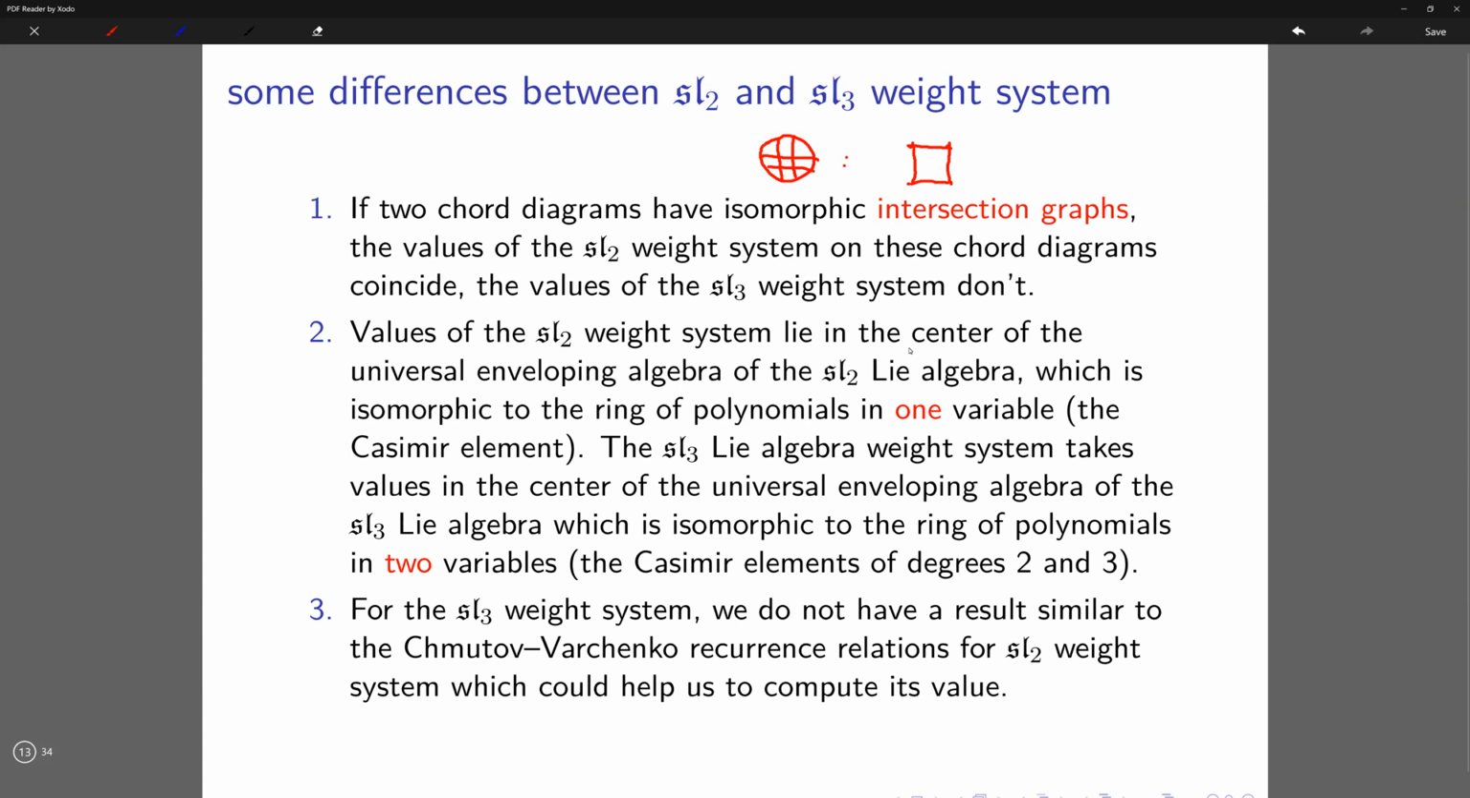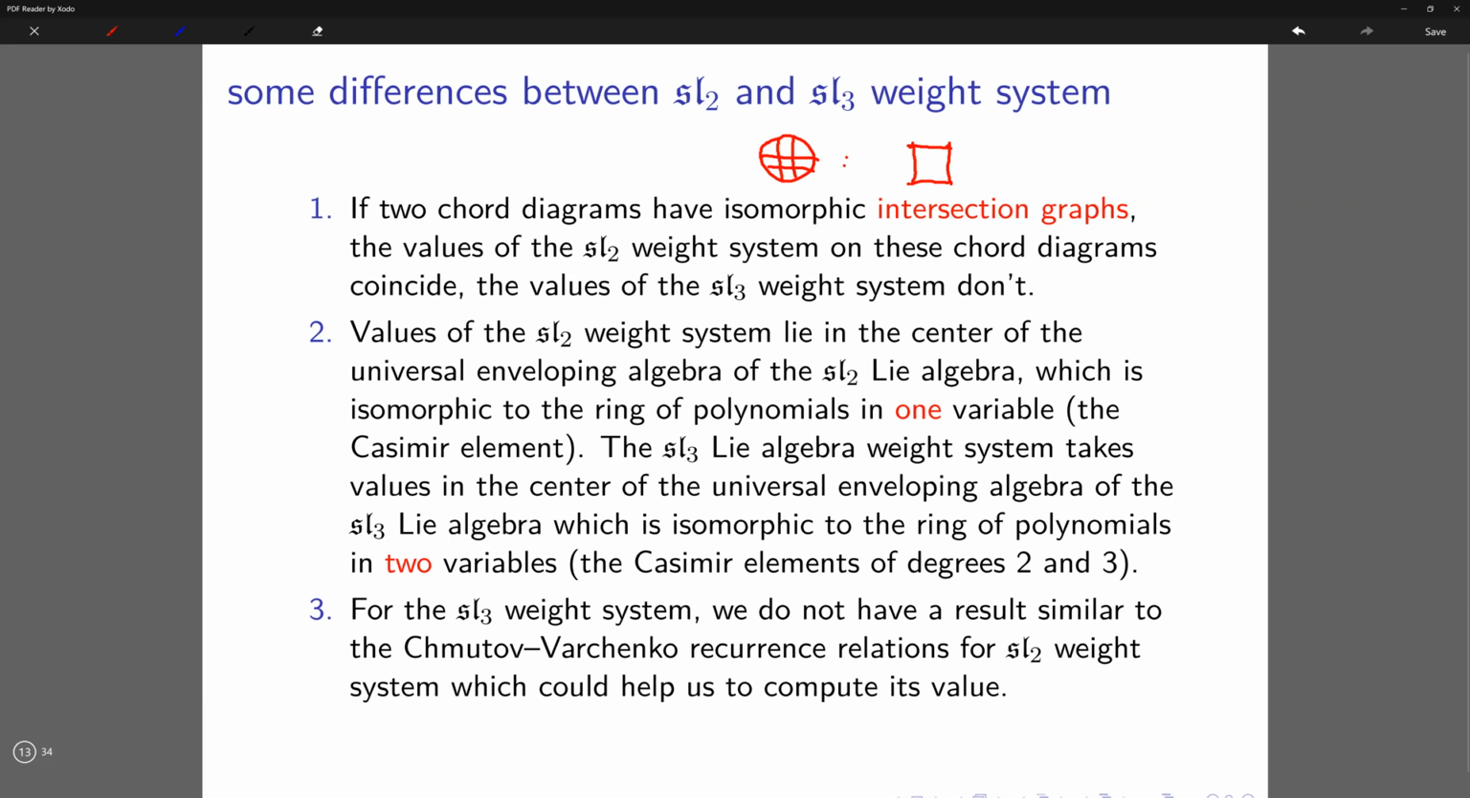And the second thing is that the center of the universal enveloping algebra of the SL2 Lie algebra is actually a polynomial ring in one variable, which is the quadratic Casimir element. And the SL3 weight system just takes values in the polynomial ring in two variables, generated by the Casimir elements of degree 2 and degree 3. It's a two-variable polynomial.